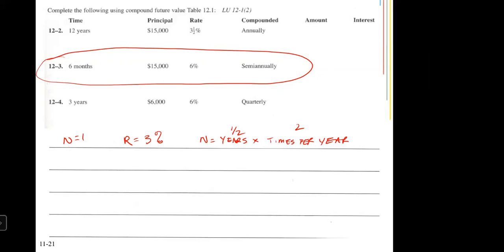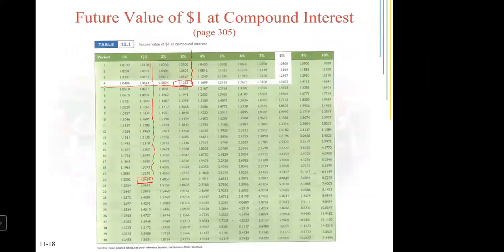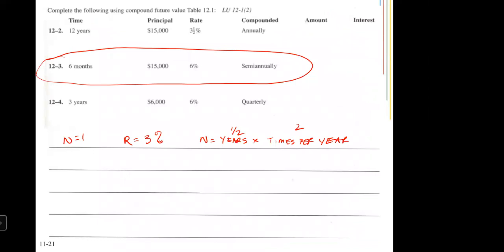Now, I don't know how many of you have the table, so let me just go to the table. Tell me, 1 period, 3%. Tell me what the table factor is for that. That's 1.0300. So the table factor here is 1.0300. All right, so if that's the case, then how would we work out the compound interest?